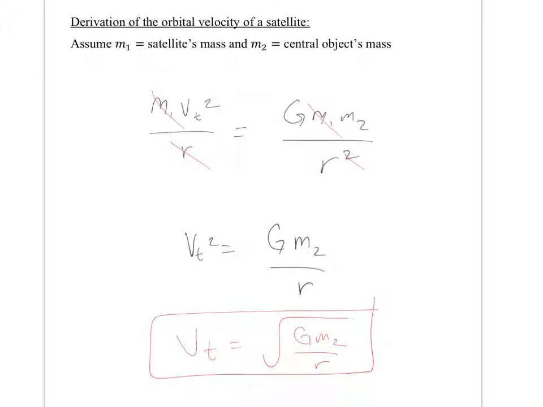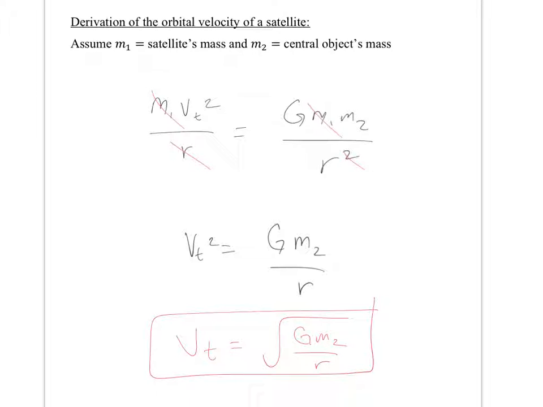What is m2 in this case? What is m2? It's the central object. Take a look, guys. M1 canceled. M1 was the thing that was orbiting. The central object, look at the definition at the top. The central object was M2. So this mass right here, M2, for Earth's satellites, M2 is the Earth's mass.